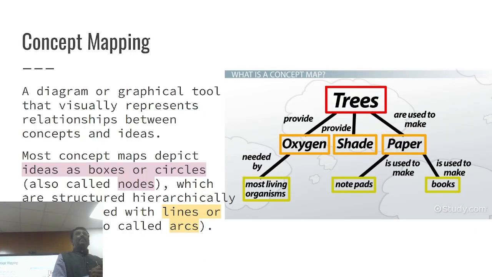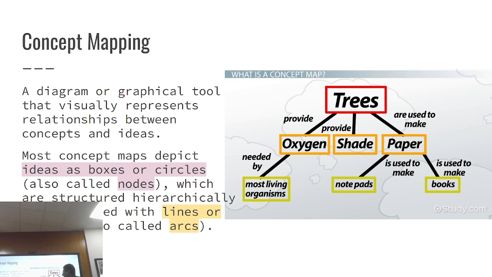Concept mapping: each concept will be related to various other concepts, like in this example, a tree provides oxygen, a tree provides shade, trees are used to make paper. Tree is connected to oxygen by a line, and here some verb is written.